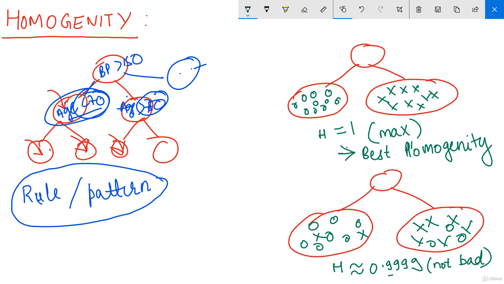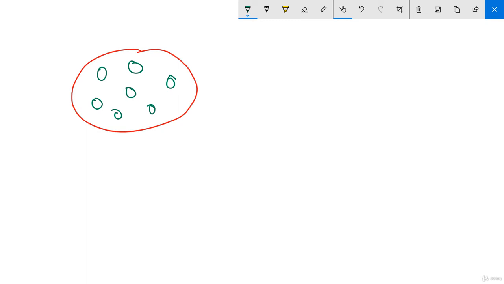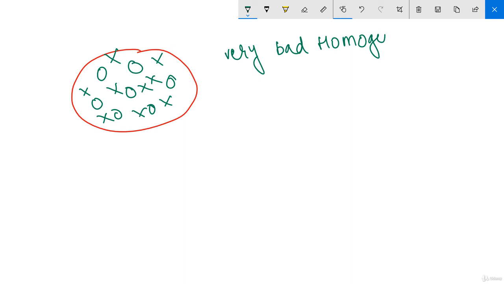All right, so I'll just give you an example of bad homogeneity as well. Let's say this is a leaf. We have some circles. This is a very bad homogeneity. Very bad homogeneity. You can say homogeneity is 0.5 here, which is, let's say, 50% homogeneous. This is 50% homogeneous.